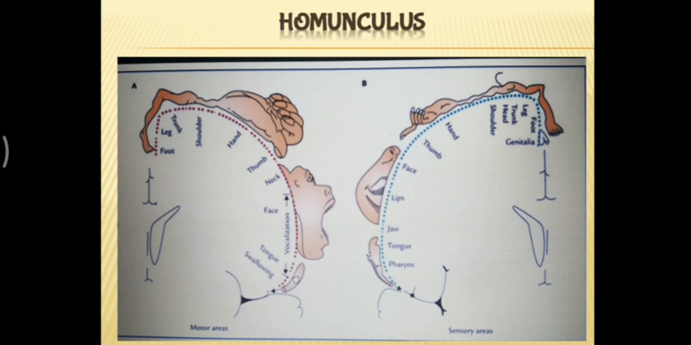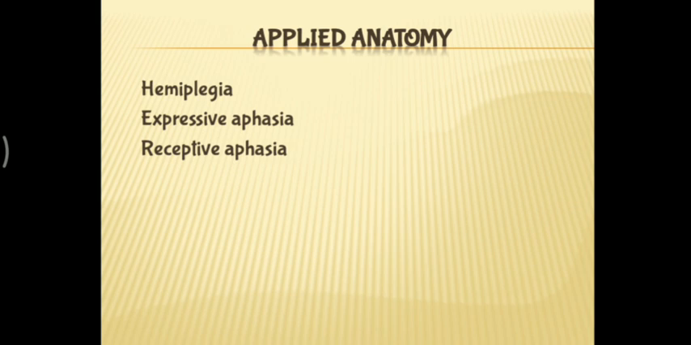So in the sensory area also, from the medial to the lateral: the genitalia, foot, leg, trunk, shoulders, hand, thumb, lips, face, jaw, and tongue and pharynx. So here also, the face, tongue, and lips are occupying a greater part. Here the mapping is only for the movements represented in these areas and not the muscle control. And so we are going to see the applied anatomy.